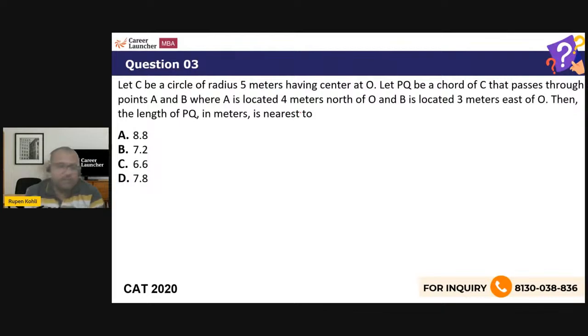Let's see what more we have. Lots to gather on the way to deal with questions. Let's see next. Here we go. CAT 2020 question, and this is again a brilliant question. Let's see. Let C be a circle of radius 5 meters having center at O. Let's draw a circle.